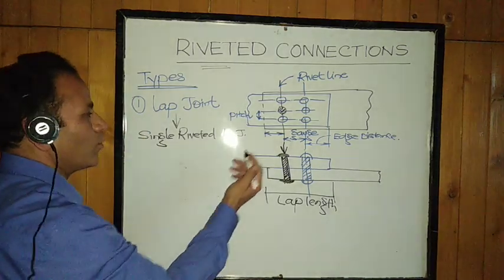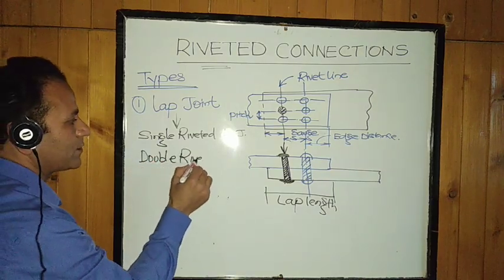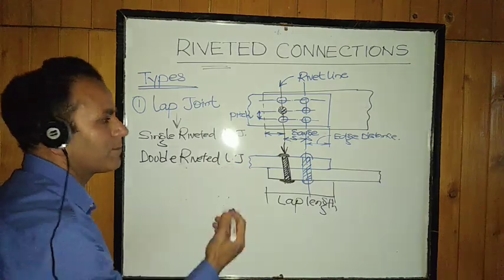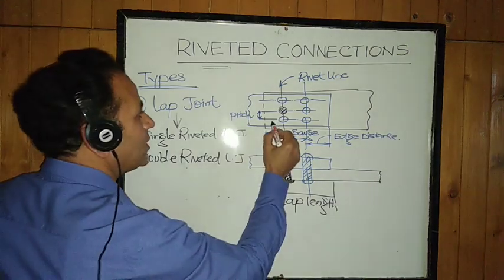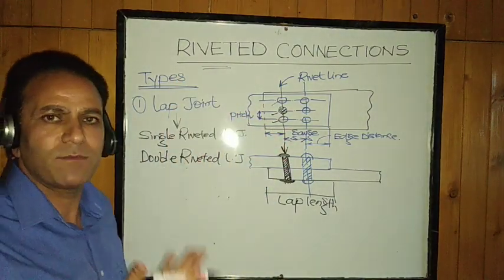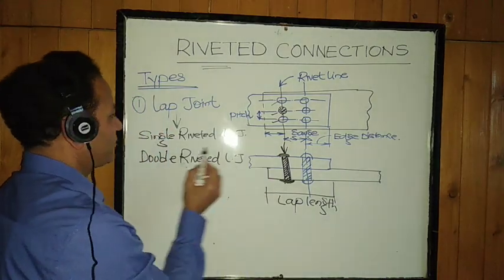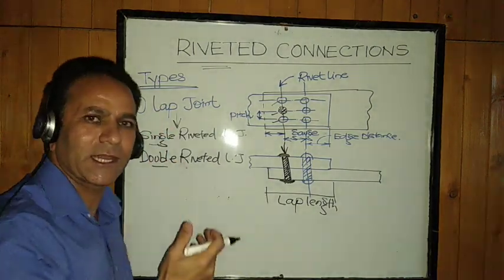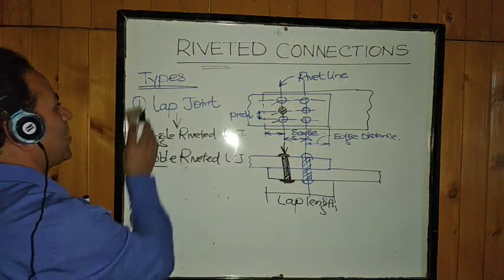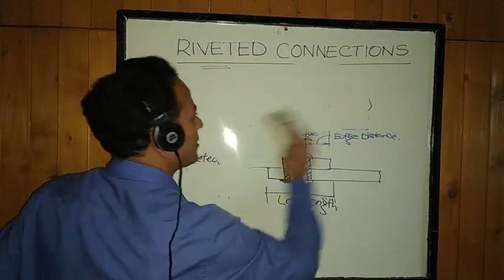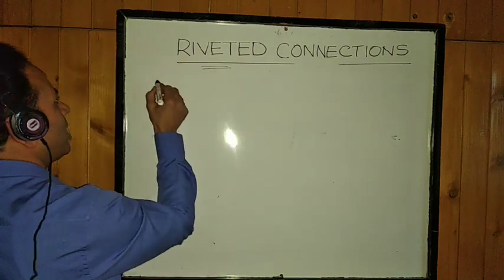If we have provided more than one rivet line, it will be a double riveted lap joint, and so on. It depends upon the number of rivet lines provided. The number of rivets along each line can be different. Many rivets can be provided as per our requirement, but single and double are categorized only with respect to the rivet lines. So this is a lap joint in which we lap the members together. Then we have a second type of joint possible, which is called a butt joint.